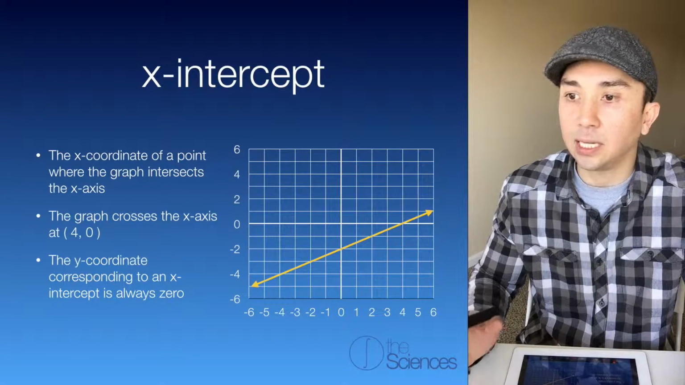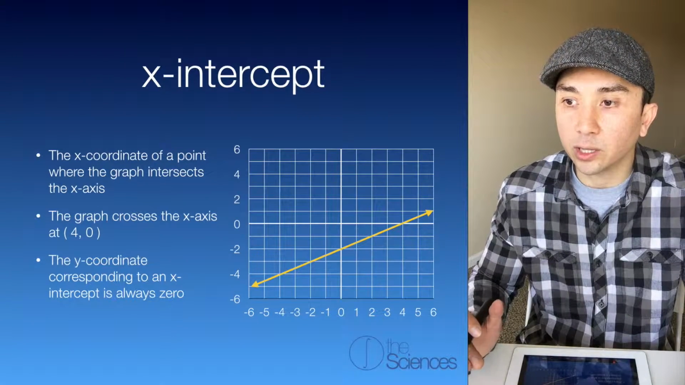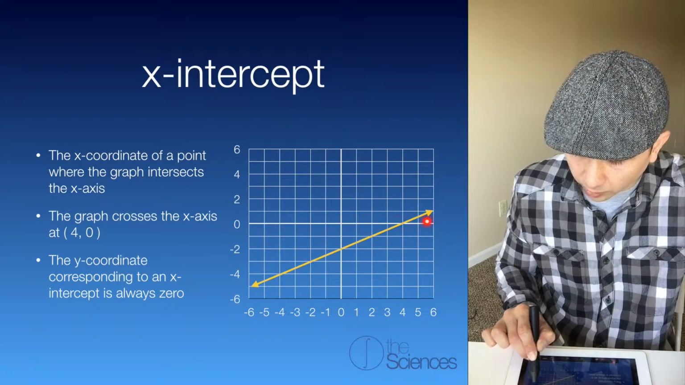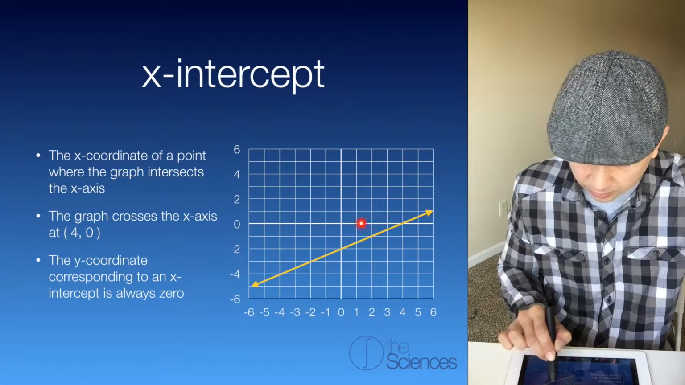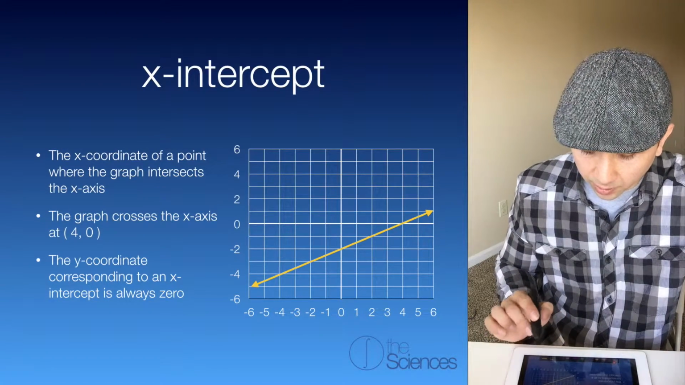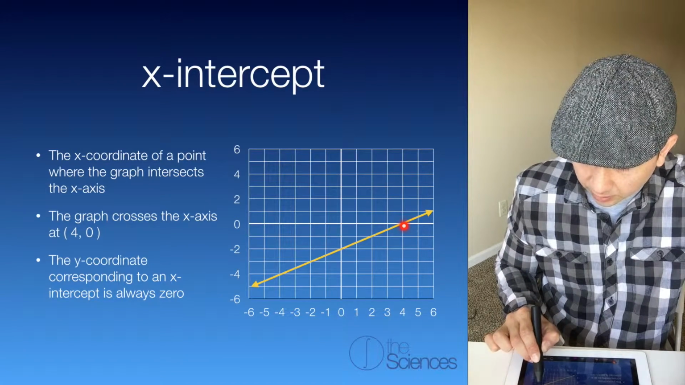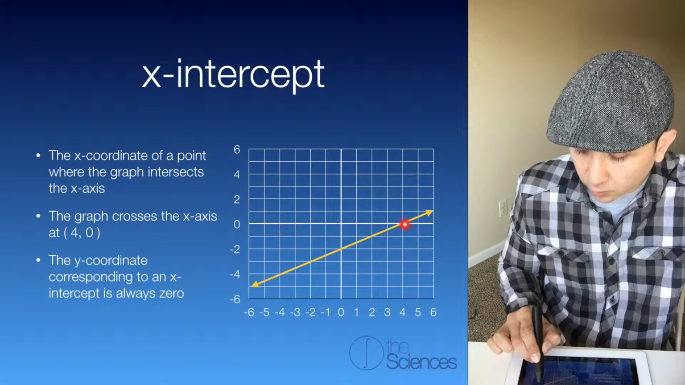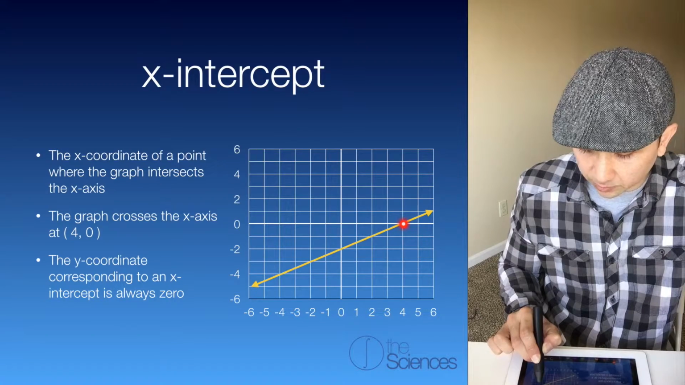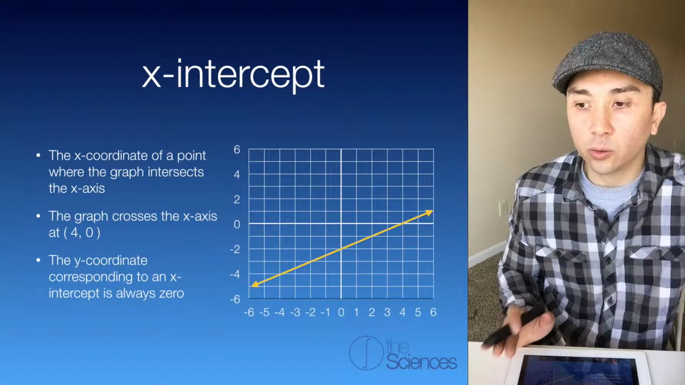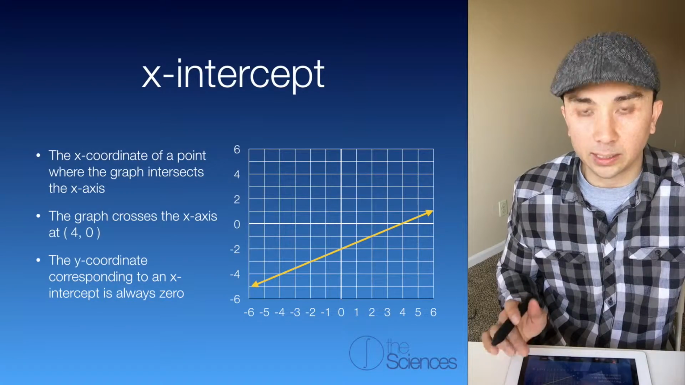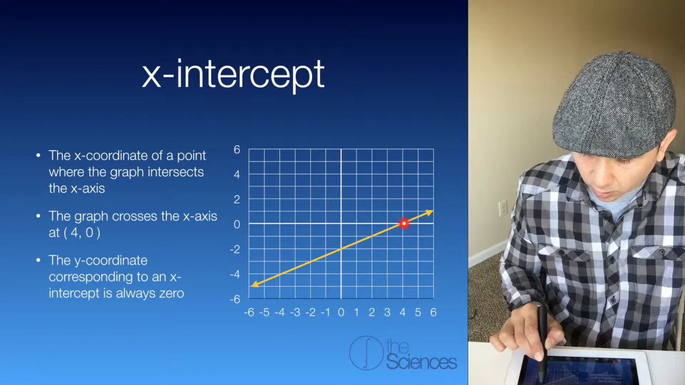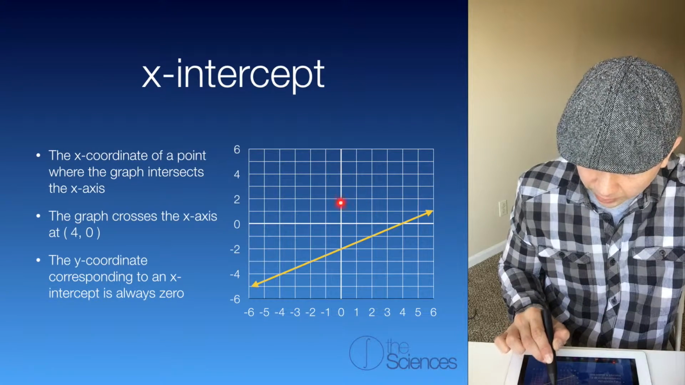An x-intercept is the x-coordinate of a point where the graph intersects the x-axis. In this graph, it crosses the x-axis at point 4, 0. So this coordinate would be the x-intercept. The y-coordinate corresponding to an x-intercept is always 0.